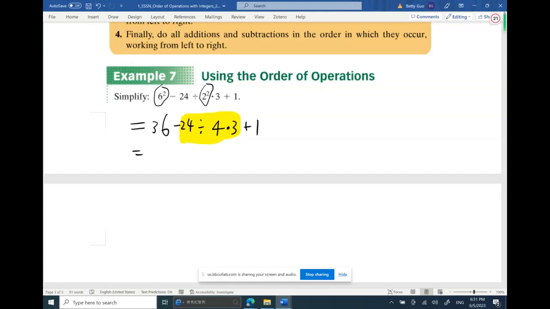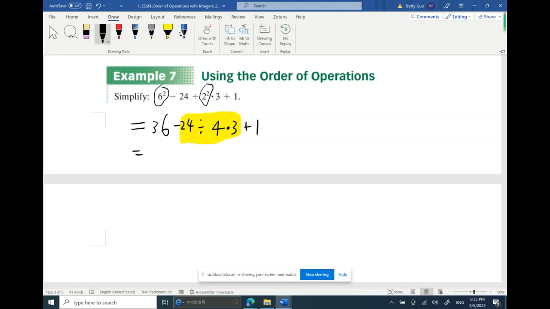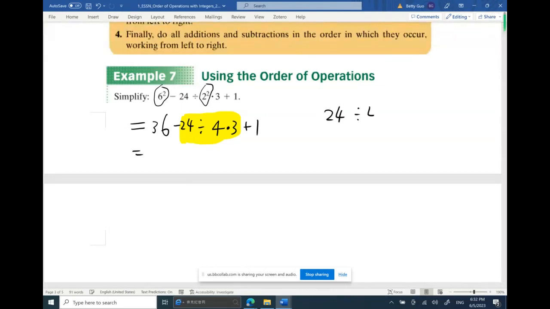Okay, that part I can actually take out right here: 24 divided by 4 times 3. That part only has multiplication and division, right? What's rule number 3? If there's only multiplication and division in the expression, then you go from left to right. Exactly. We don't do the multiplication first because we see the division first. So we should do the division first.